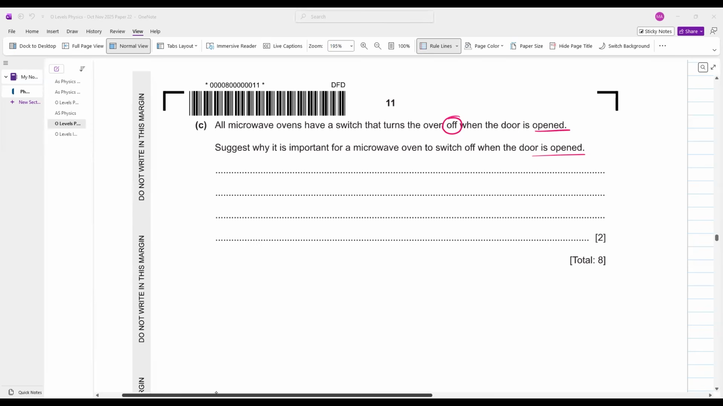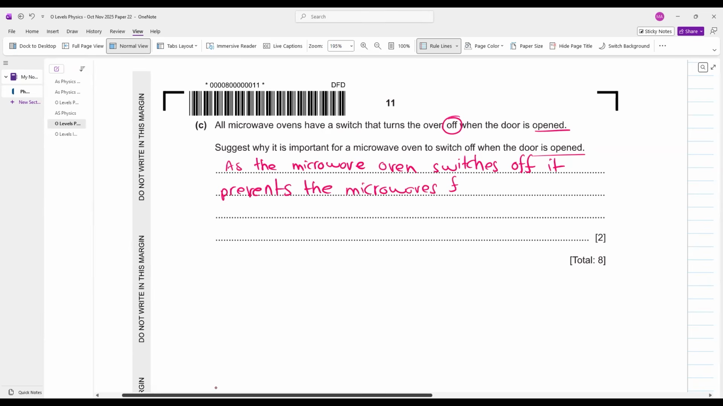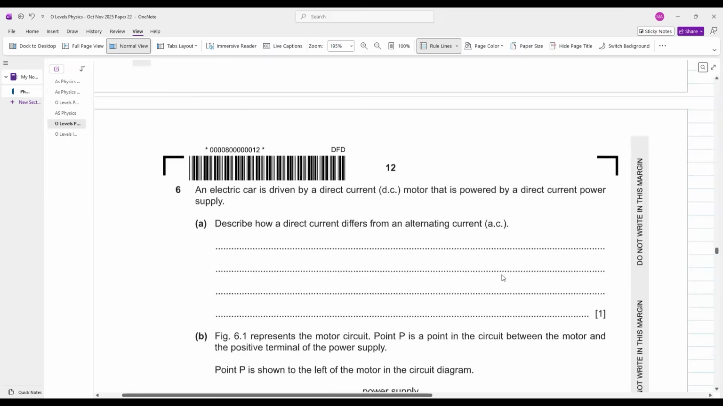तो यहाँ पे लिख दो. As the microwave oven switches off, it prevents the microwaves from escaping and causing burns. Simple as that, nothing complicated. आगे बढ़ते हैं. Let's further move ahead.